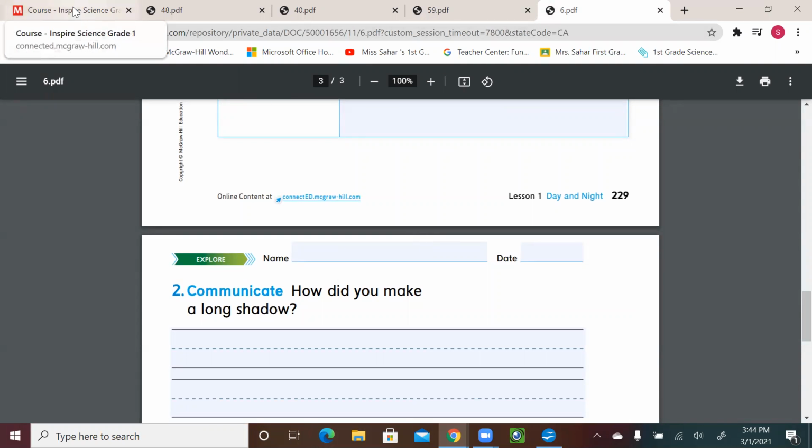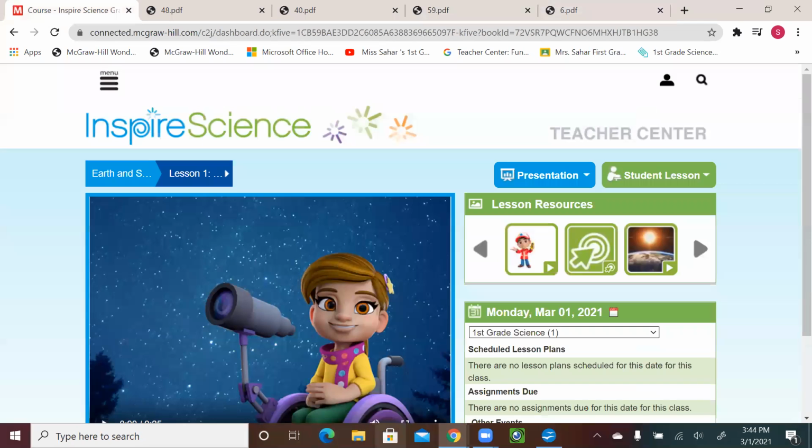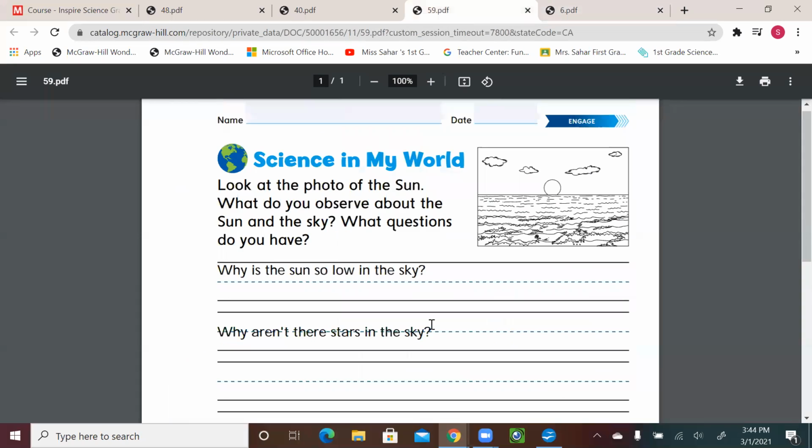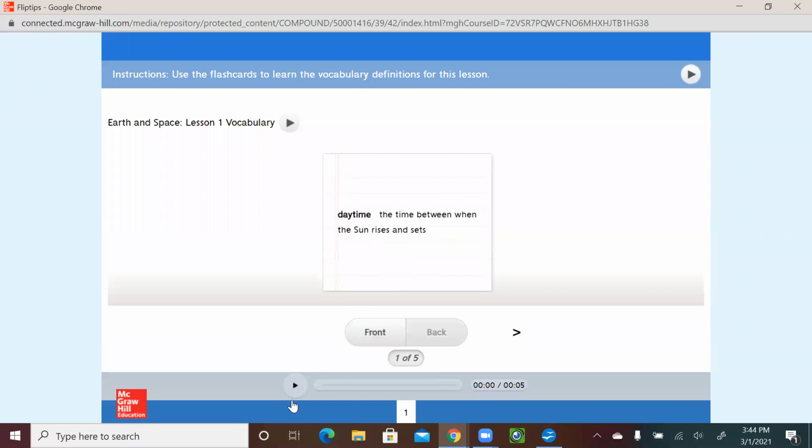Let's learn the definition for some words. All right, so let's see what we have. Daytime. The time between when the sun rises and sets. So that's the daytime. It's the time between when the sun rises and the sun sets.